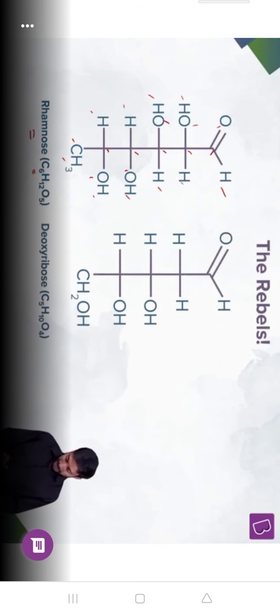Deoxyribose. The formula is C5H10O4. So these are some of the exceptions to the general formula for the carbohydrates. Clear? Remember, this question can be asked in question time.